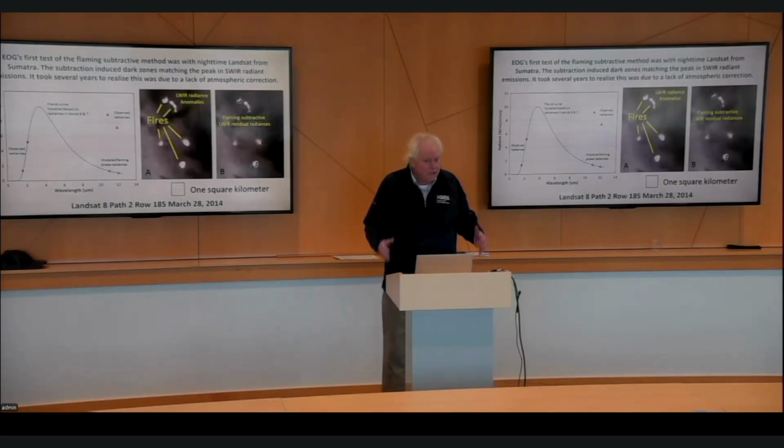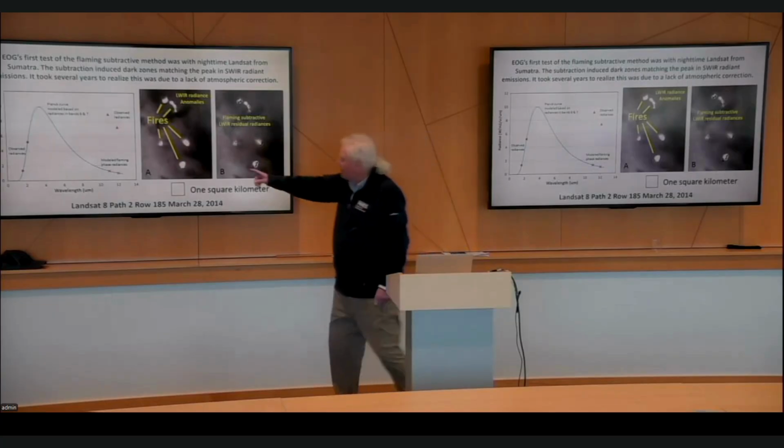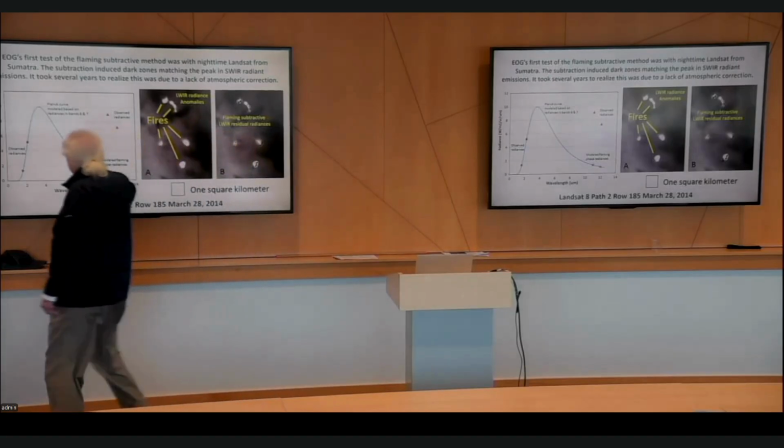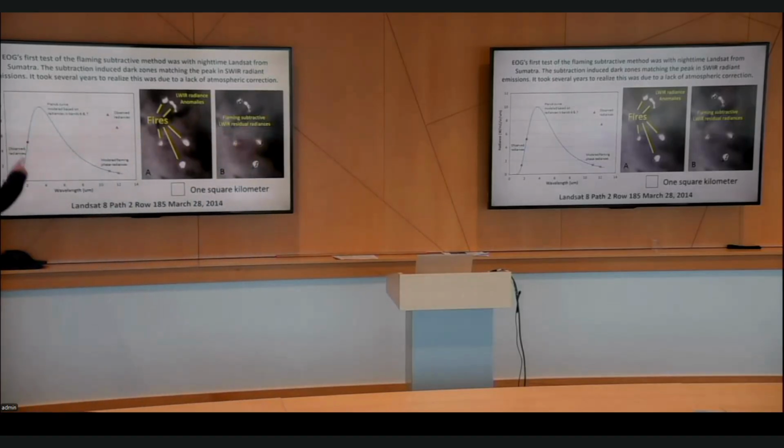This was in the Sumatra nighttime Landsat image. On the left, this is the actual radiances from Landsat. Here's the flaming phase Planck curve. We calculated that with the two shortwave infrared channels in Landsat. That allowed us to calculate the radiances from the flaming phase in all the other spectral bands, particularly out here in the long wave infrared. We subtracted that off and we found that there's a residual.